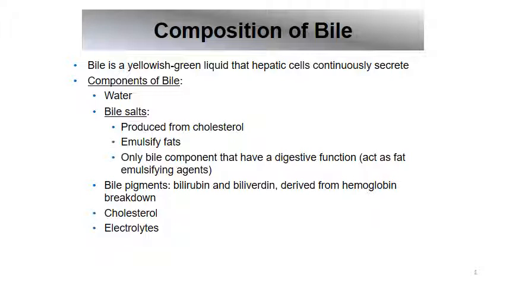It's mostly made up of water, and then there are the bile salts in it. This is mainly cholesterol. This helps to break down the fats. So that's what emulsify means, breaking up the fat molecules into smaller parts. It also has the bile pigments, the bilirubin, biliverdin. These come from when the hemoglobin is broken down. And so then, again, cholesterol and electrolytes.